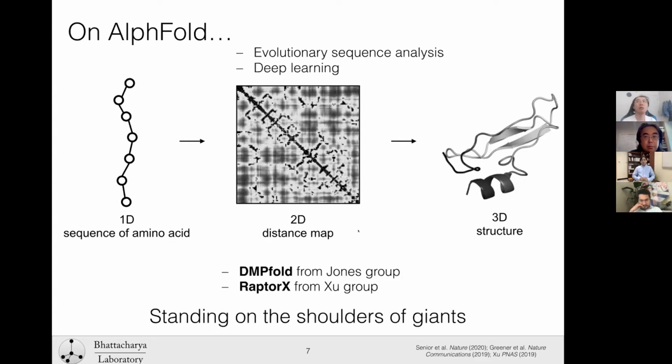It should be noted here, like I said, that AlphaFold is not the only method, or even the first method, which tackles the problem this way. Jinbo Xu's group has a method called RaptorX, which works in a very similar way. DMPfold from David Jones' group also predicts the 2D distance maps. So AlphaFold really stood on the shoulders of giants and really perfected the recipe for doing that. And this is one of the reasons for their improved performance and the news surrounding it.